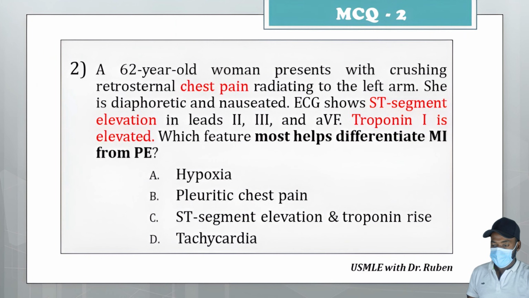Question 2. A 62-year-old woman presents with crushing retrosternal chest pain radiating to the left arm. She is diaphoretic and nauseated. ECG shows ST segment elevation in leads 2, 3, and AVF. Troponin I is elevated. Which feature most helps differentiate MI from PE?